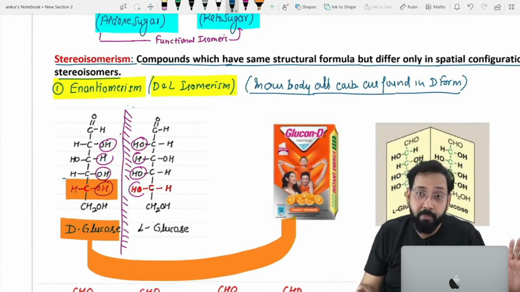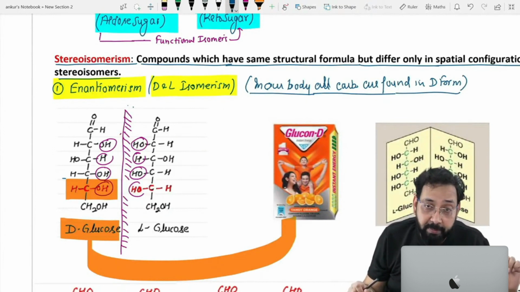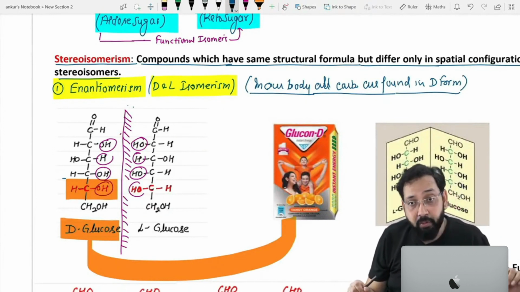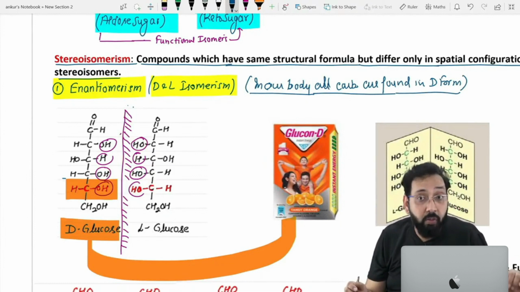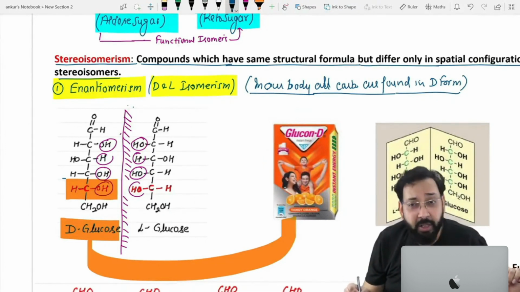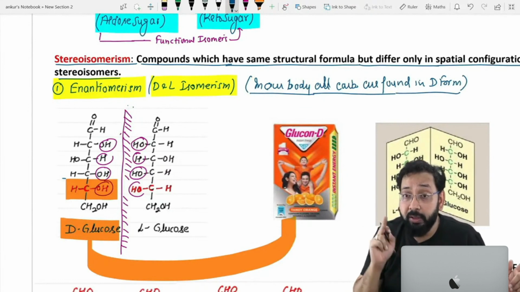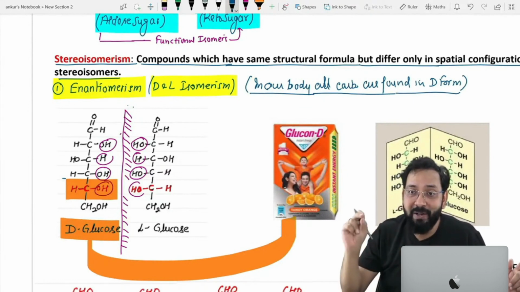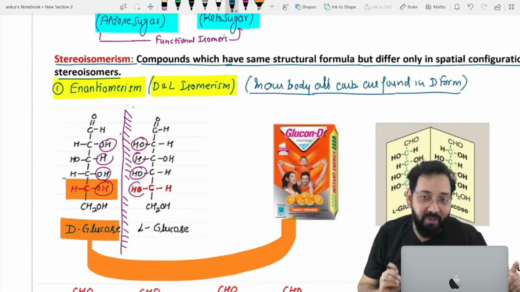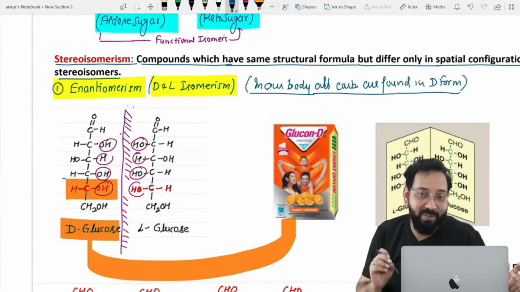And how will you remember whether in our body carbohydrates are found in capital D or capital L? By the mnemonic Glucon D. Okay, Glucon D is having vitamin D. It may be supplemented, but Glucon D means that this glucose is present in capital D form, which can be metabolized, which can produce 32 ATP.